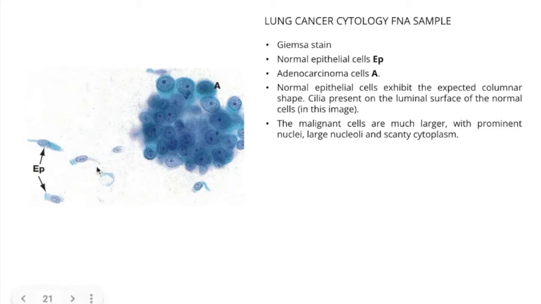So the normal epithelial cells exhibit the expected columnar shape. And also if we zoom it with higher magnification, we can see cilia that present on the luminal surface of the normal cell. Okay. But for the malignant cells, forming a mass of tissue with prominent nuclei. If you can see, there's a prominent nuclei here, much bigger compared to the normal cells. Okay. And also scanty cytoplasm. So because the nucleus is bigger, it occupies most of the space of the cytoplasm, making the cytoplasm very small in volume.